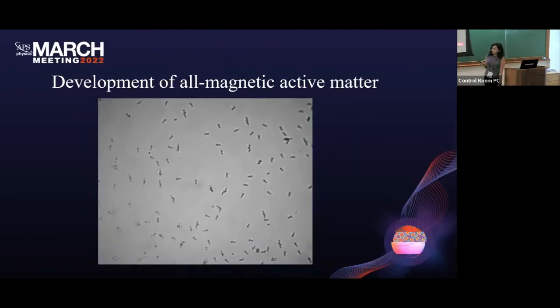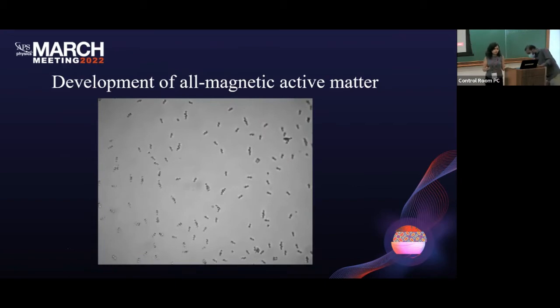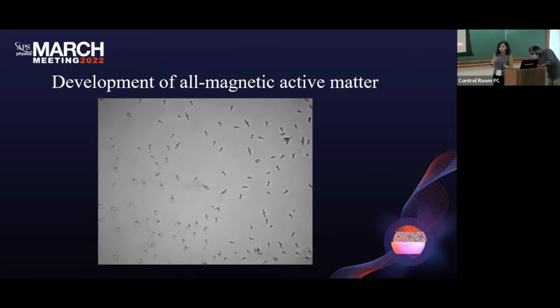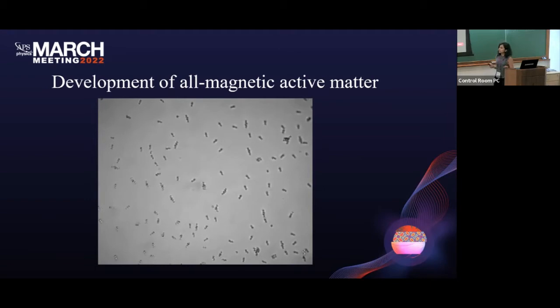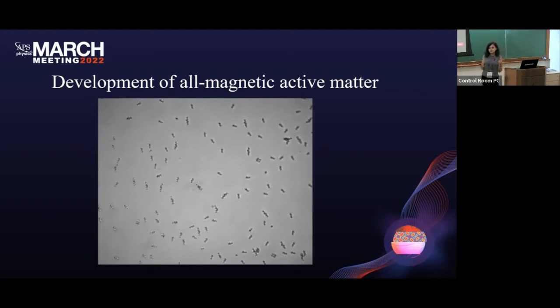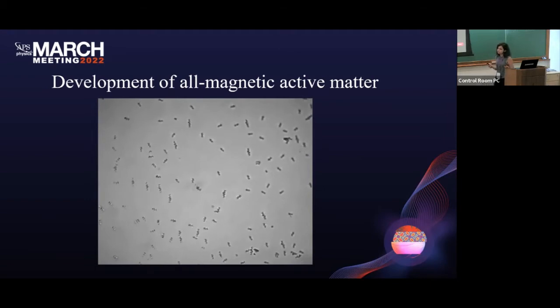And today I'll be talking about the development of all-magnetic active matter, specifically how to have reciprocal swimmers and non-reciprocal swimmers in such a system.